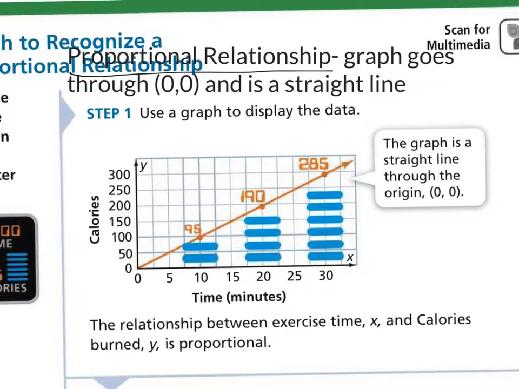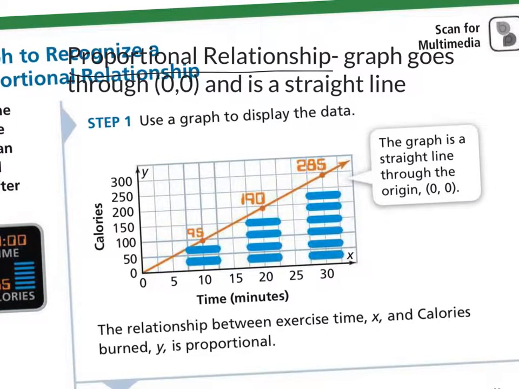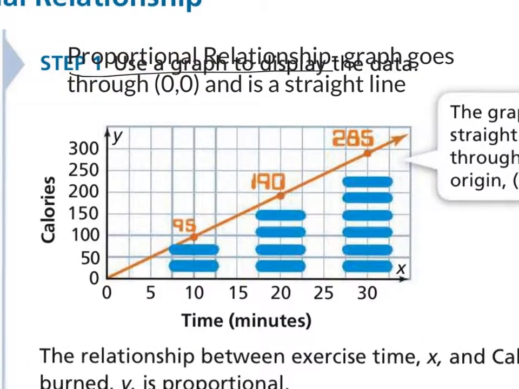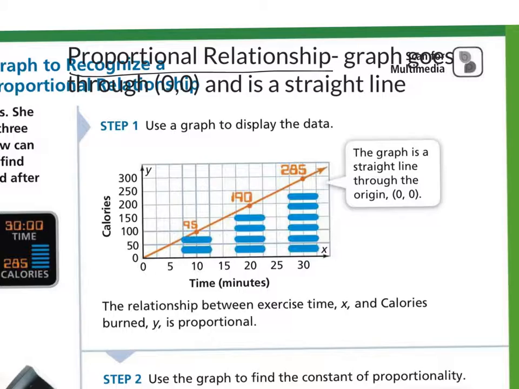They graphed some points. So they graphed after 10 minutes, 95 calories. After 20 minutes, 190 calories. After 30 minutes, 285 calories. And then basically they drew a line through those points. When they drew a line through the points, they made some observations here. Observations would be, it's a straight line. It goes through 0, 0. Those observations, like we just talked about, tell me that this is a proportional relationship. Okay? Straight line through the point 0, 0.